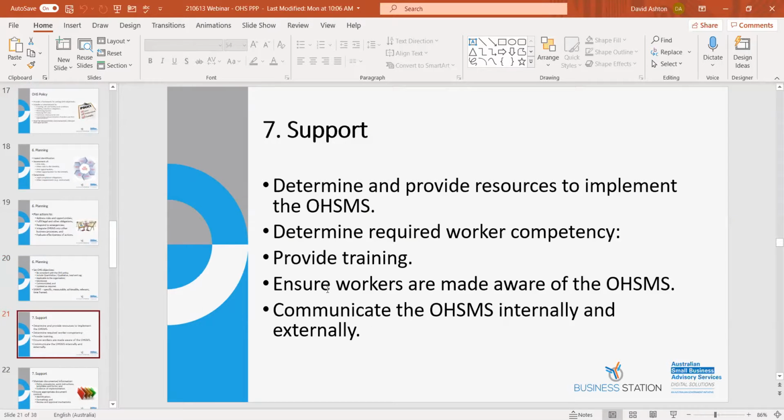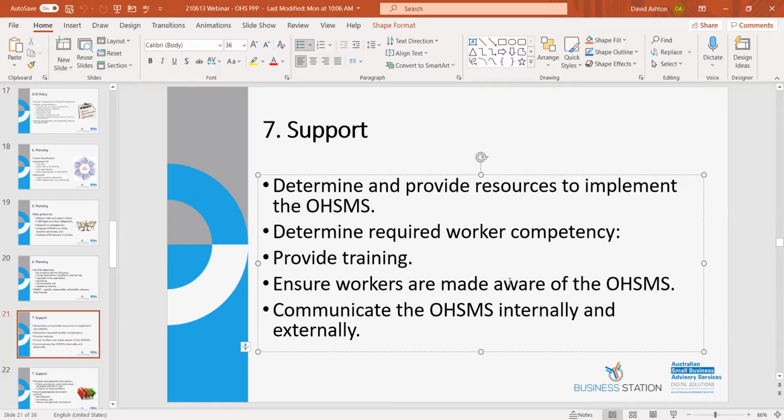Support. So determine and provide the resources to implement it. The resources could be people, equipment, PPE, and the like. Determine the competency of your employees. So you might set up a training matrix, identify gaps in worker understanding of OHS requirements, and ensure that they're made aware of the management system. So as part of your induction process for new employees, for example, they might have a safety induction, and regular reinforcement and toolbox meetings, performance appraisal meetings and the like.